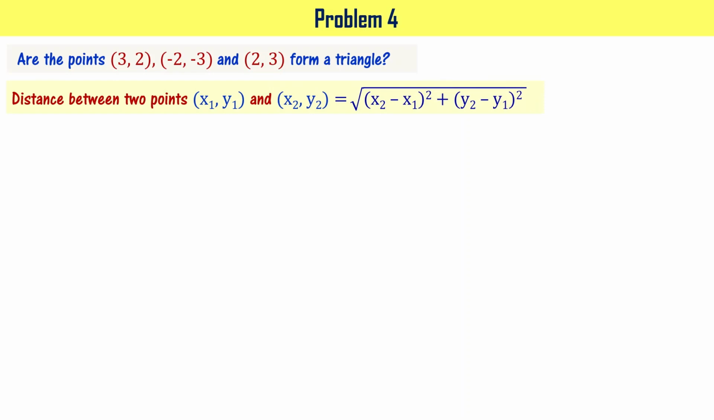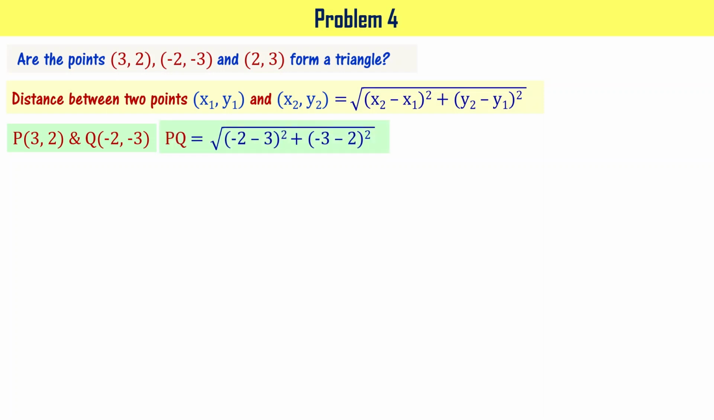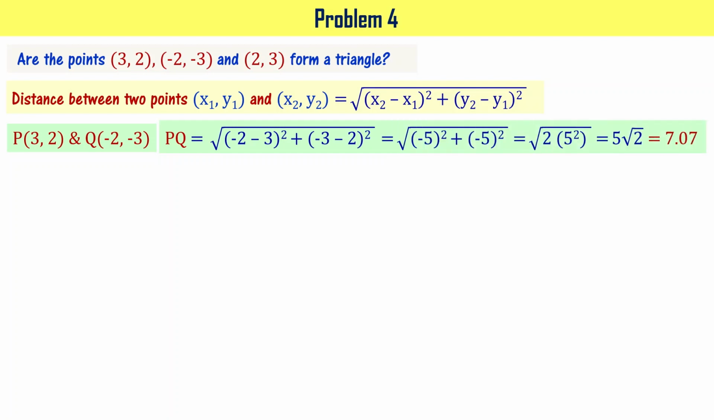We can see that using the distance formula. The distance between 2 points is given by that formula. Using that, if we are given 3 points, we can form 3 pairs and find their distances. The first one is the pair 3 comma 2 and minus 2 comma minus 3. The distance between these 2 points can be written as PQ equal to the square root of (minus 2 minus 3) whole square plus (minus 3 minus 2) whole square. When you simplify it, you get the answer as 5 root 2.